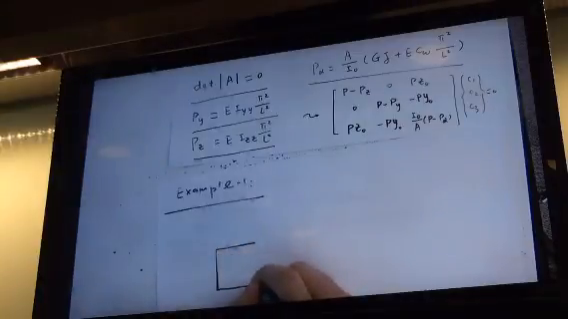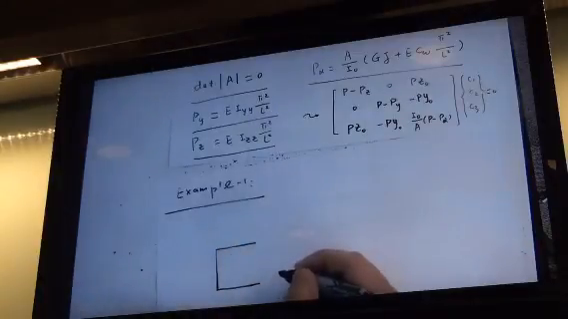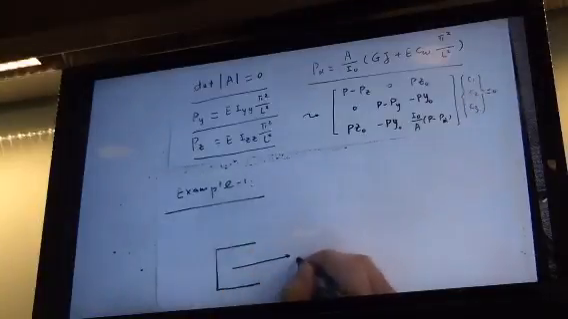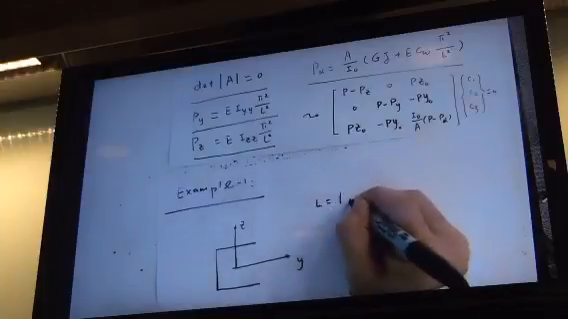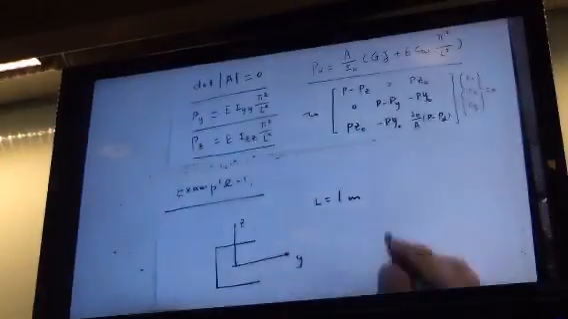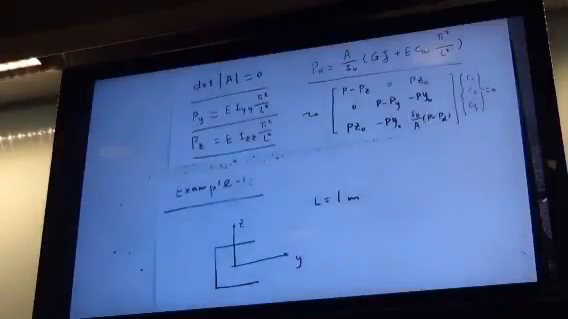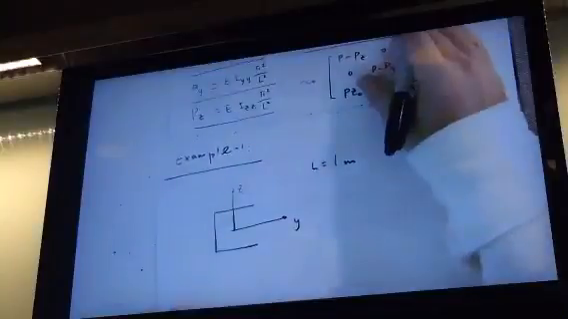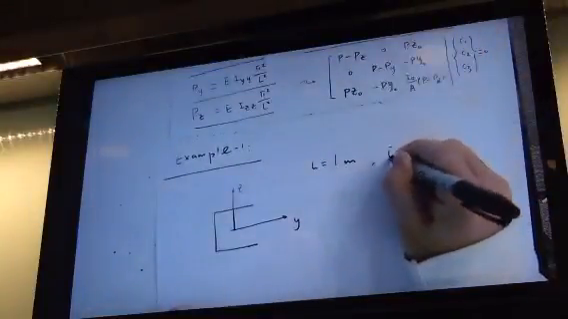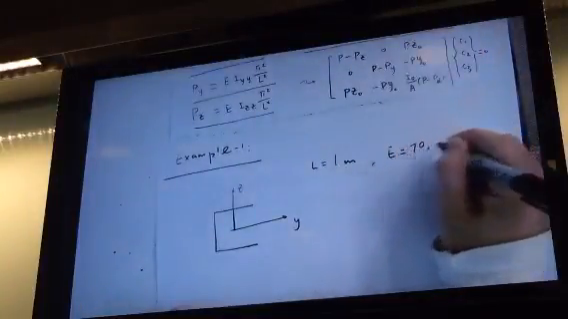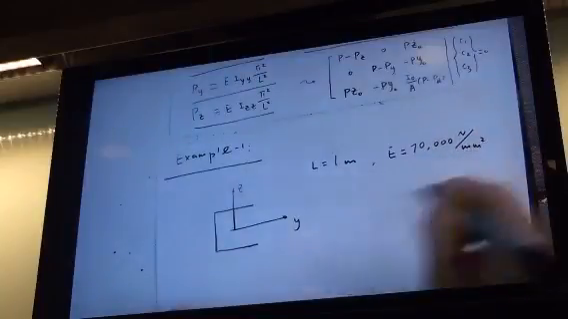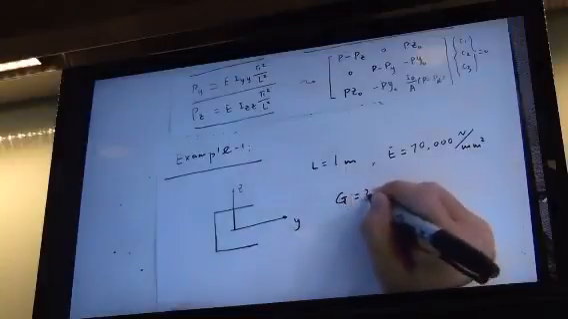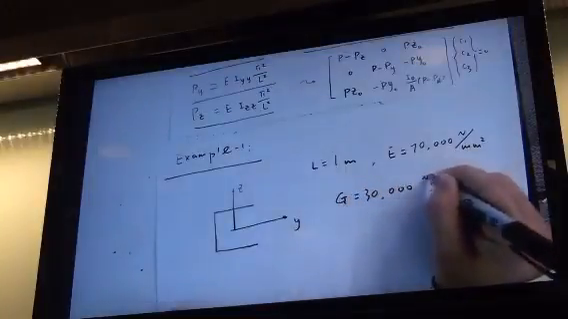If you have a beam with a cross section like this, this is Y, this is Z, and L equals 1 meter along the x direction. This is just a cross section, YZ, x is along the length direction. The Young's modulus is 70,000 Newton, and the shear modulus is 30,000 Newton.